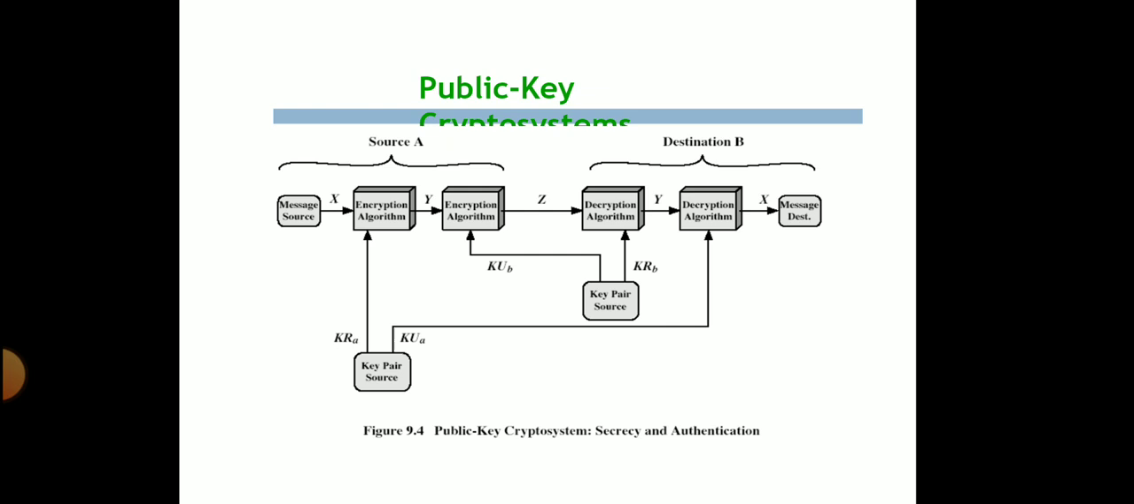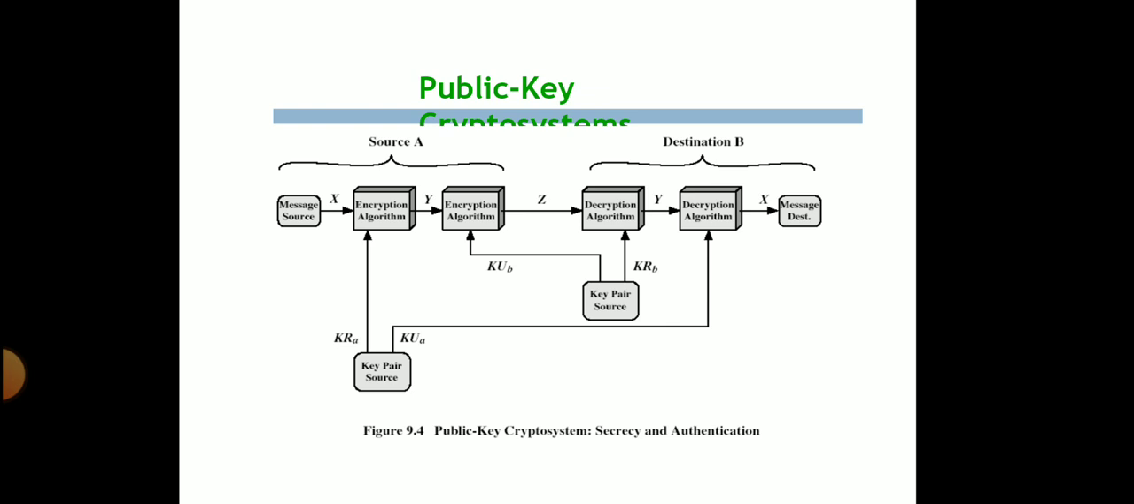So this is a diagram for the public key crypto system. In this we have a message X. This message X is encrypted by using an encryption algorithm. For encryption we are going to use a key pair source, which consists of KRA and KUA. KRA means the private key of the sender A. KUA means the public key of sender A. So first we are going to encrypt the message X by using the private key of the sender A. Then we get Y, that is the cipher.